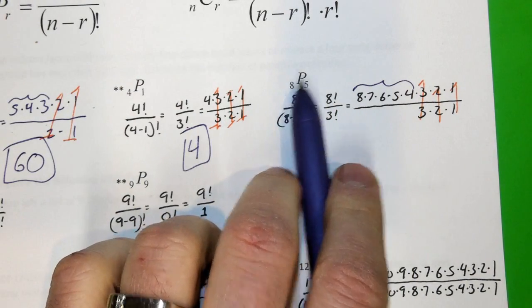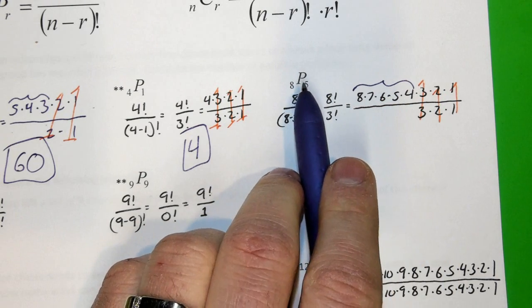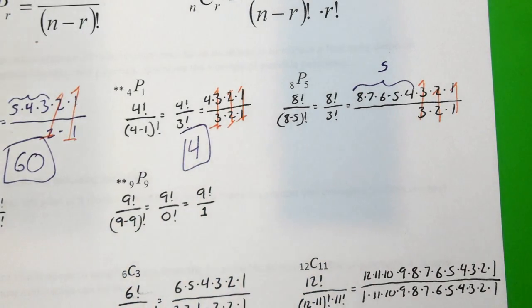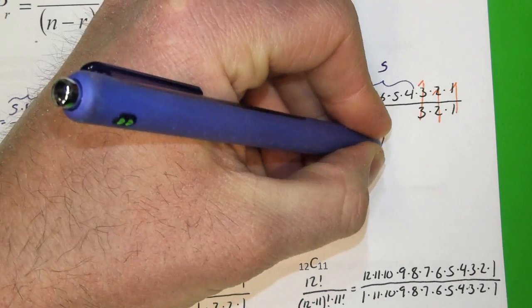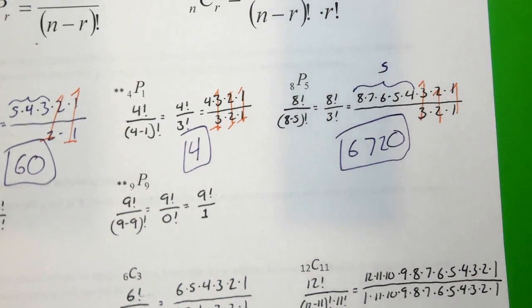We're starting here with the 8, which you can see here, and there's a grand total of 5 terms that we're going to calculate, which is what this number has to do with right there. When you calculate this one, you're going to end up with 6,720. Here are a couple more.